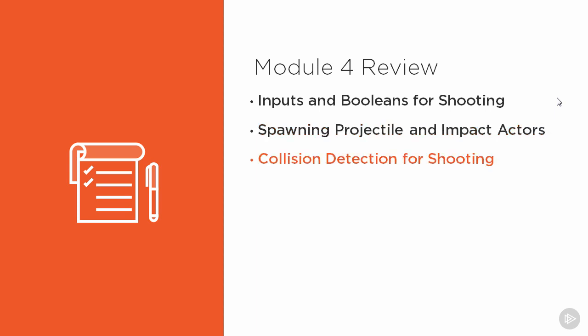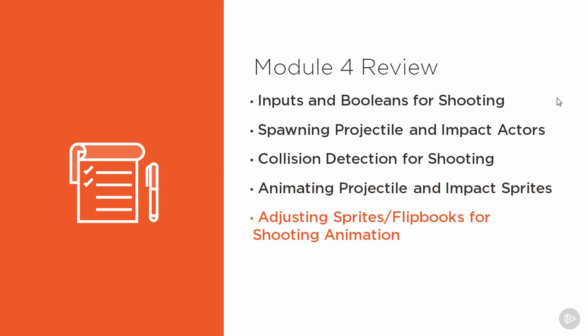We also looked at collision detection for shooting. Here we created collision events and checked for collision types to determine when to spawn an impact actor. We looked at animating projectile and impact sprites. This involved importing sprites for them and animating them in the flipbook editor. We also looked at adjusting sprites and flipbooks for shooting animations. This showed how we can fix sprite offsets when certain keyframes are misaligned.